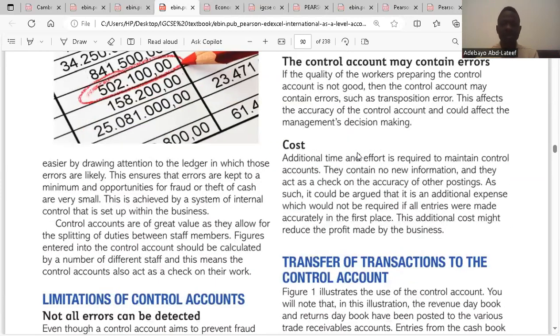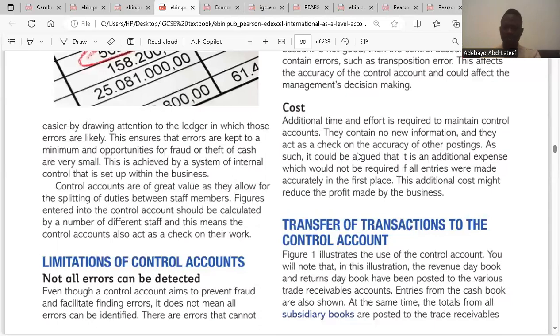The third point here is about cost. Additional time and effort is required to maintain control accounts. As soon as our control accounts help us to find errors because we feel that there's an error in the ledger, we're going to have to waste more time and spend more to be able to detect the errors, and things are not just right because you're not getting it right the first time. So time is going to be wasted, money is going to be wasted.